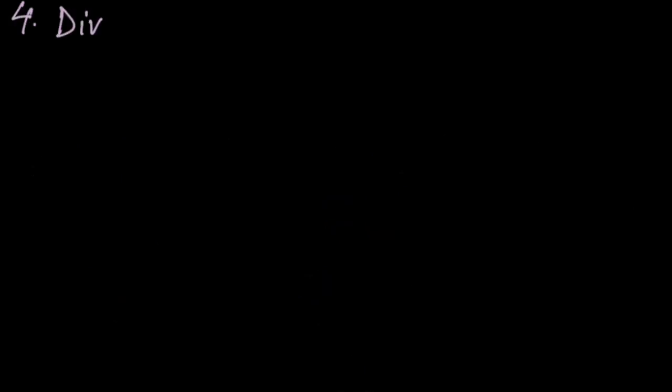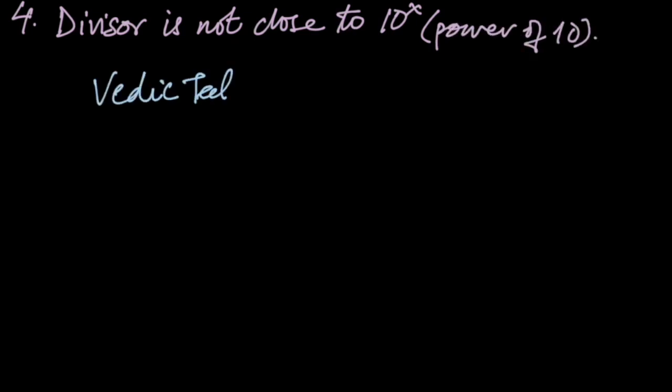Here, because 1000 has 3 zeros, the remainder will have 3 digits. Now let's take the next case where the divisor is such that it is not close to any power of 10.